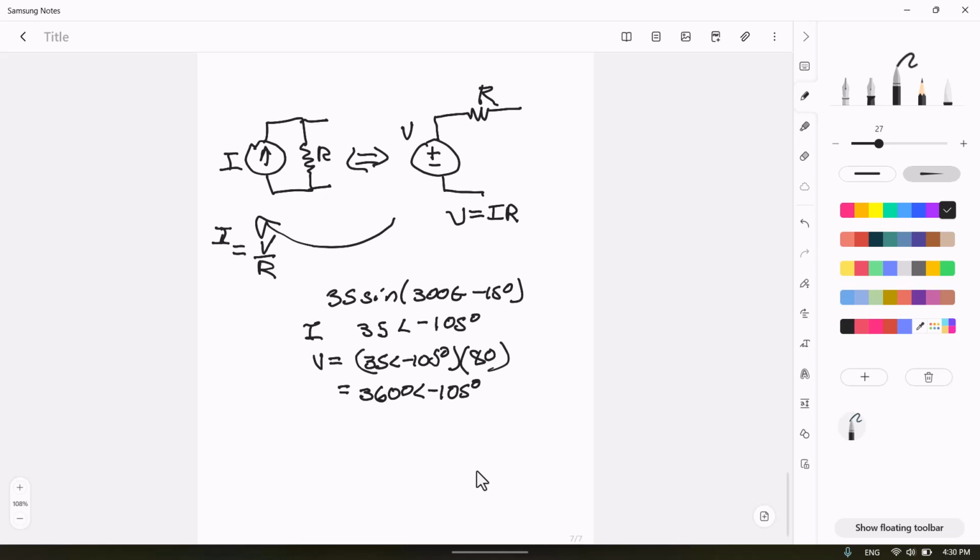Do I have an extra zero there? No, that's right. Except that was milliamps, right? And so times 10 to the negative third because it was milliamps. So 3.6 angle negative 105 degrees.